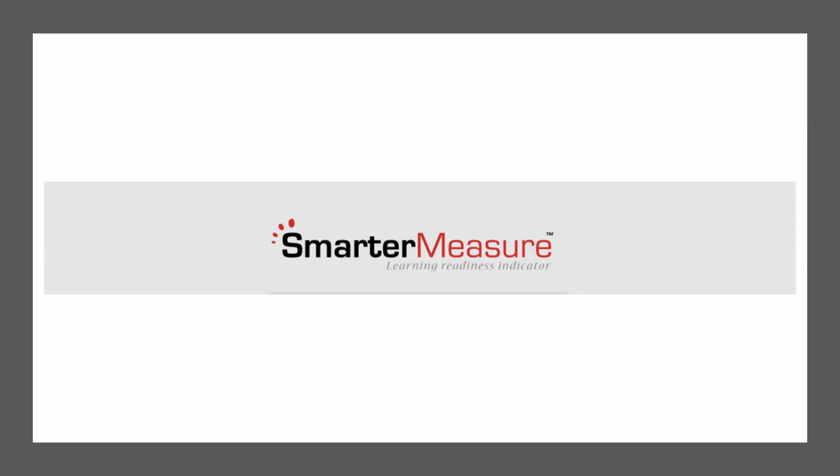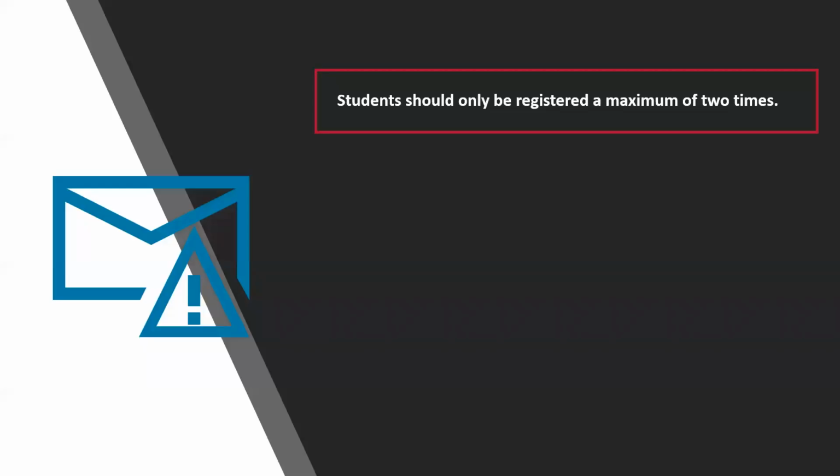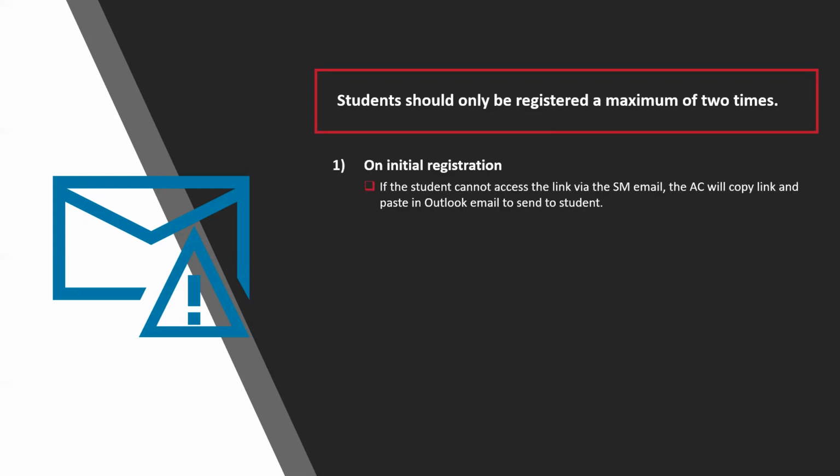And we'll start off with the registration, okay? We have seen a lot of duplicate registrations as of late, and really a little confusion surrounding the registration of students for SmarterMeasure. So we're going to talk about that. Now, first of all, students should only be registered a maximum of 2 times for SmarterMeasure. It shouldn't be 6 times or anything like that. It should only be 2, really. Okay. The first being on the initial registration.